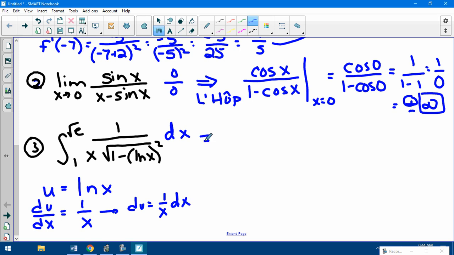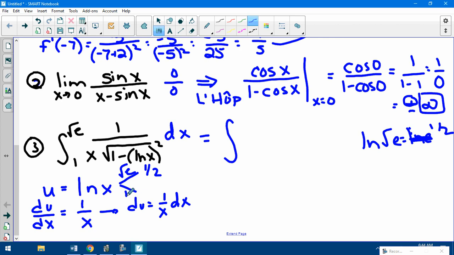Now I do need new bounds. So if I plug in radical e, what's ln of radical e? Remember, that's the same as ln of e to the 1/2, and ln and e cancel, so that's just 1/2. What's ln of 1? Log of anything of 1 is 0, so that's 0. So my new bounds are going to be 0 to 1/2. Plug in your u first. You're going to have 1 over radical 1 minus, instead of ln of x squared, u squared. And du is 1 over x dx, so I just need a du here.